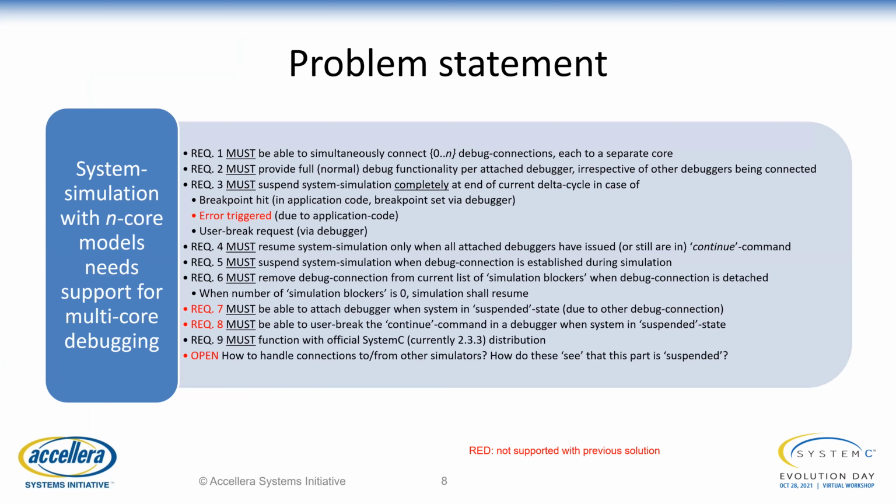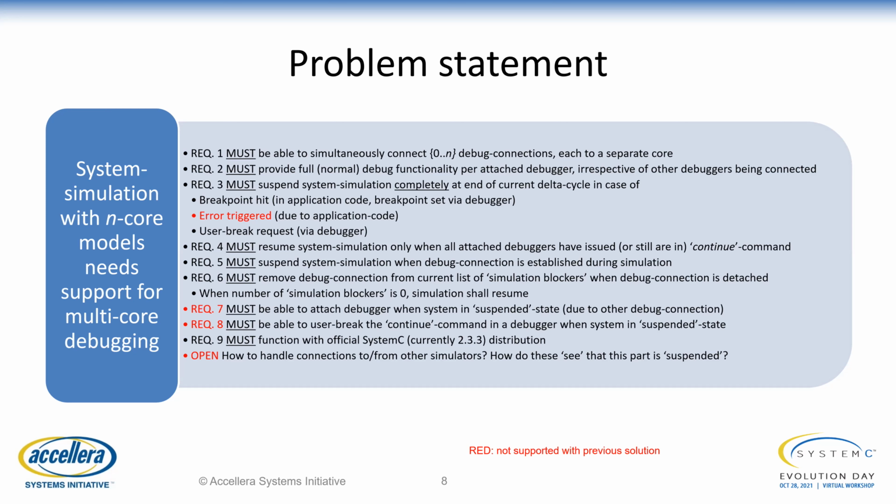So when I proceed to the problem statements, basically the point that we are starting from is actually our argument that system simulation with a number of core models, where n is larger than 1, needs support for multi-core debugging. And what we in our team mean with multi-core debugging is that we should be able to debug the tasks that run on each core separately and independently.